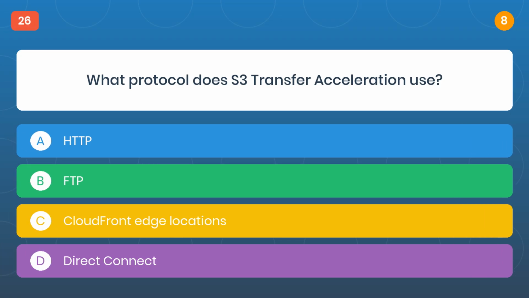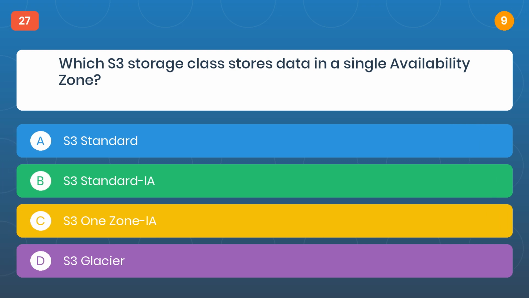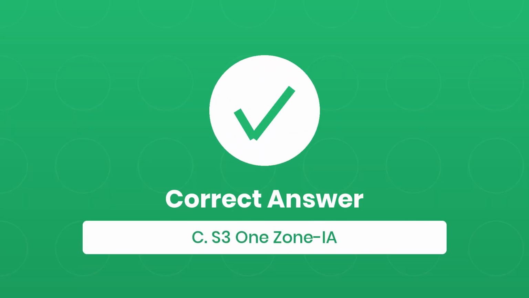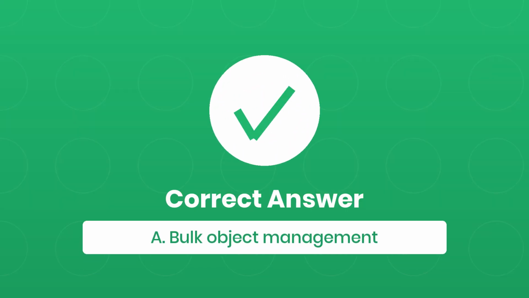Question 26. What protocol does S3 transfer acceleration use? The correct answer is C, CloudFront Edge Locations. Question 27. Which S3 storage class stores data in a single availability zone? The correct answer is C, S3 One Zone IA. Question 28. What is S3 batch operations used for? The correct answer is A, bulk object management.